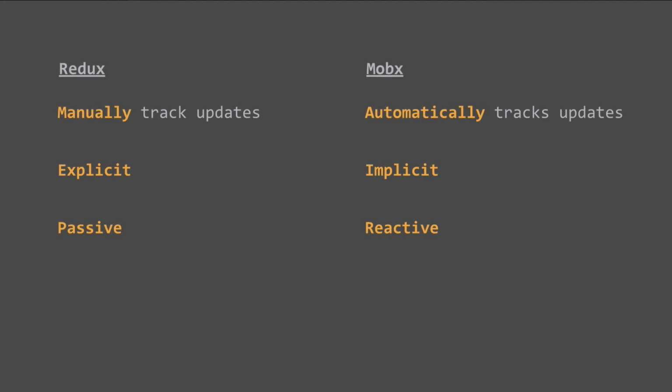So overall, the way to think about it is that with Redux, you're manually tracking updates. It's more explicit and passive. With Mobx, because it uses observables, it's automatically tracking updates, through implicit subscriptions, and it's reactive.